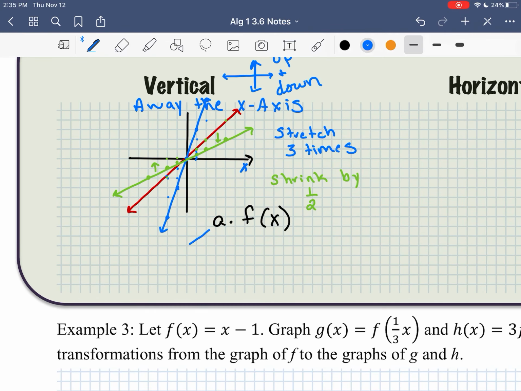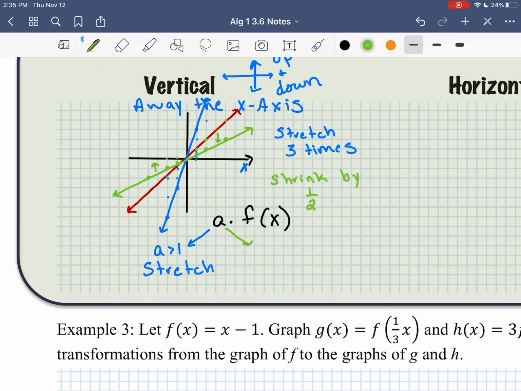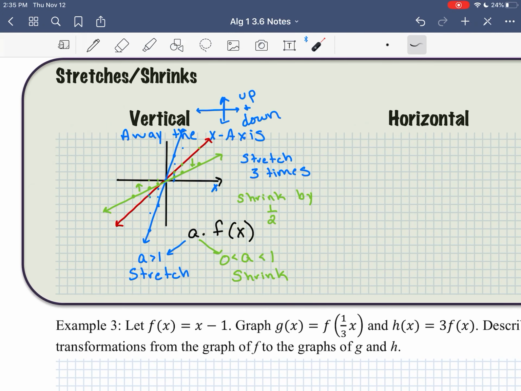So this a, if a is bigger than 1, it's going to be a stretch. Okay, now if it's less than 1 or a fraction, if a is less than 1, oh, but also bigger than 0, it has to be positive, then it will be a shrink. Okay, so if the number is small, it's going to shrink it down. If the number is bigger than 1, okay, it's going to stretch it out. Again, stretching it up, stretching it down. Okay, so that's vertical. Okay, horizontal.